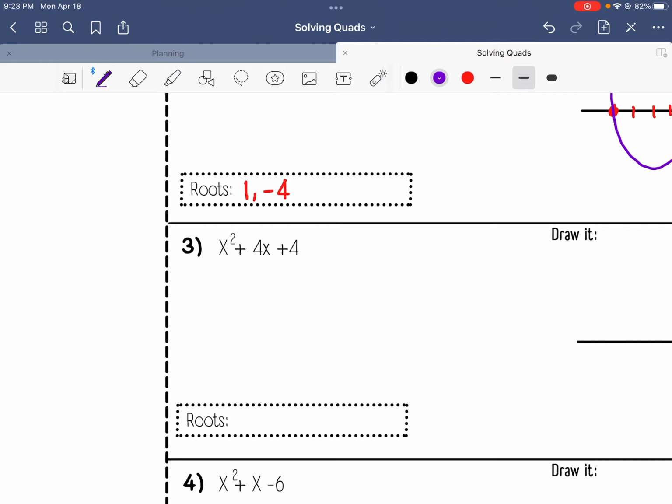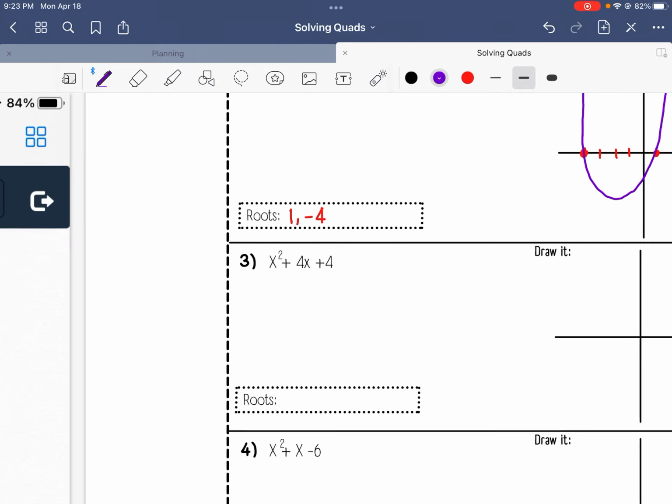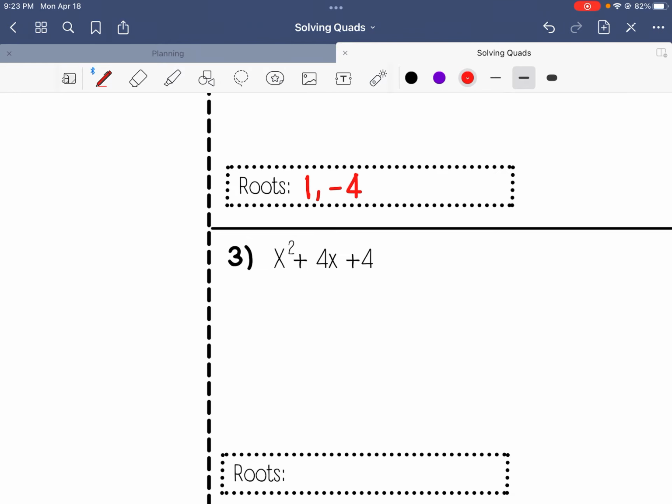But what happens when we don't have this factored form? So let's look at problem 3. Problem 3 is a problem because this is not factored form. This is a trinomial.